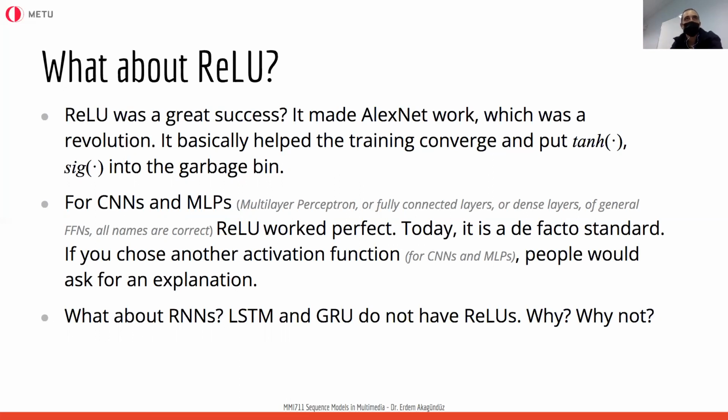But if you check tanh and sigmoids, they're slow. If you remember the history of CNNs, we never use sigmoid or tanh in CNNs. So they're in the rubbish bin for CNNs. So why not? Well, that's a discussion as well.